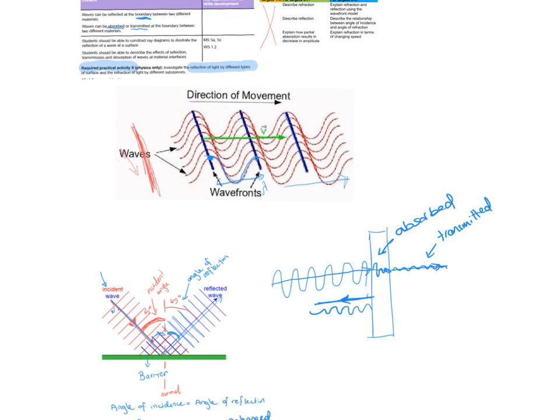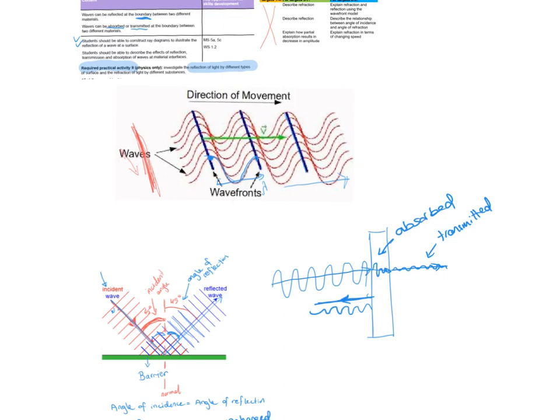The next bit that we should be looking at, it says students should be able to construct ray diagrams to illustrate the reflection of a wave at the surface. We've seen this. We've also seen this not with just rays, we've seen it with wavefronts, so that's perfect.